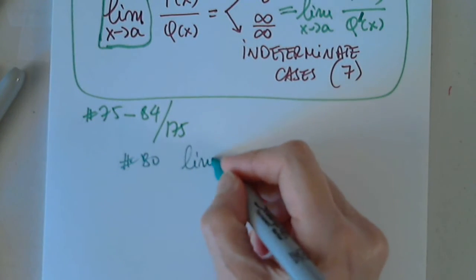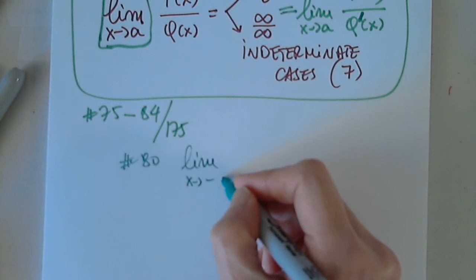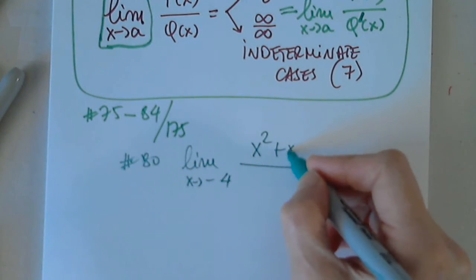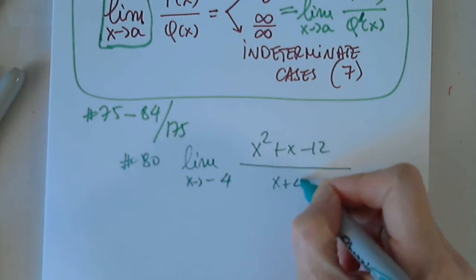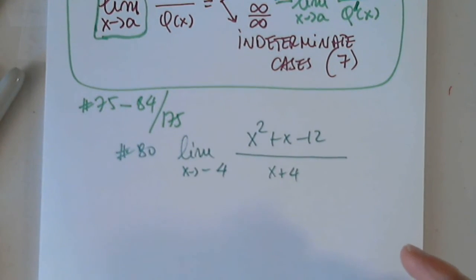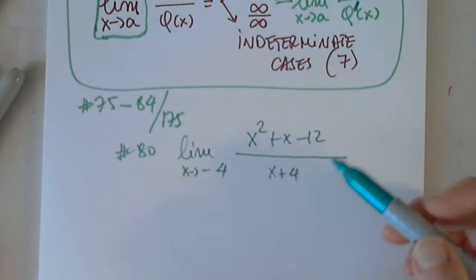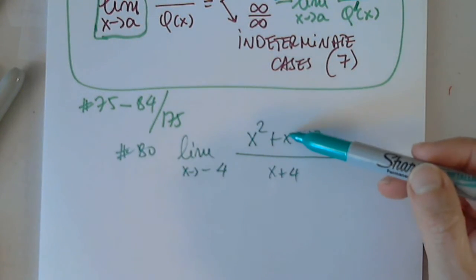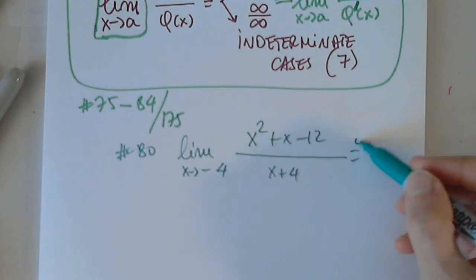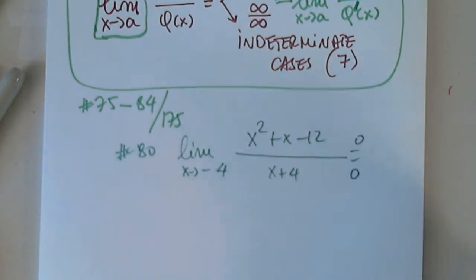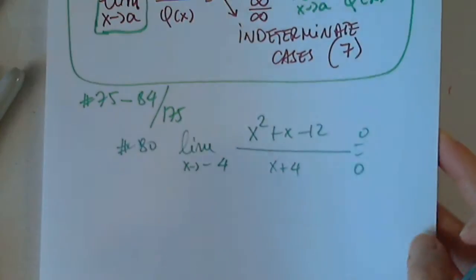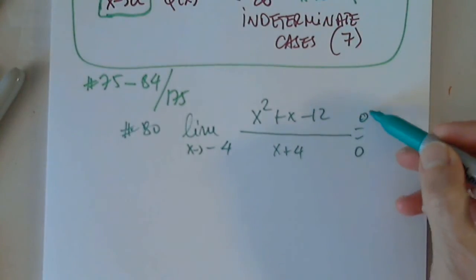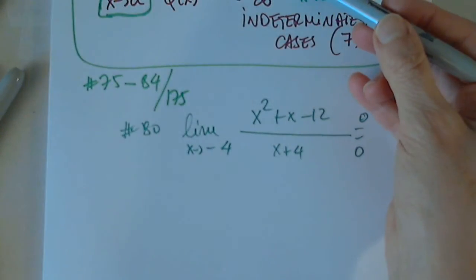So we have the limit as x approaches -4 of x squared plus x minus 12 divided by x plus 4. You can say this is a piece of cake. When I plug in -4, I get 16 minus 4 minus 12, which is definitely 0, and -4 plus 4 is 0. Why don't I just factor? True. But I want to use L'Hopital's rule because it's one of the indeterminate cases in which I'm allowed to use it.